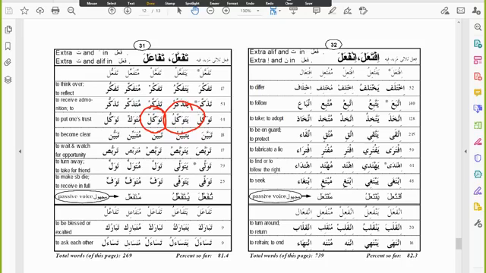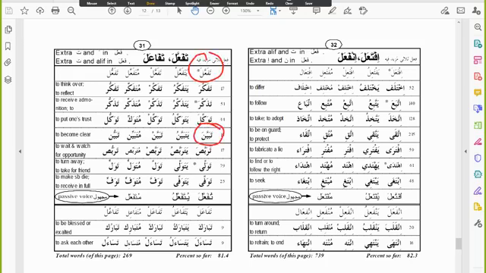You're asking him to do so. Mutawakkil, I know there's a missing lam right there, so let's add it. Mutawakkil is the person that is trusting or depending. Tawakkul is the actual dependence on someone or trust in someone.